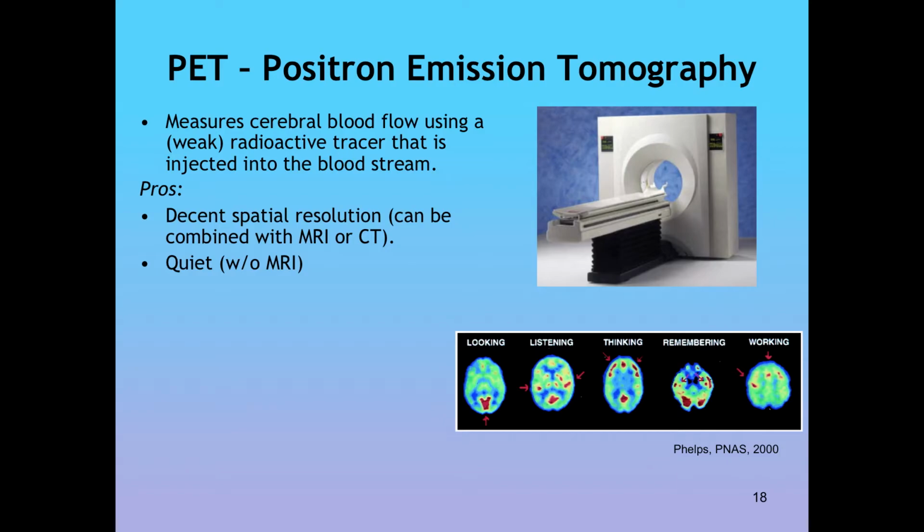And it can be combined with MR or CT, so you can get a nice anatomical image and then overlay the kind of activation maps that you get from the PET scanning onto those to get a good idea of where they are in the brain.